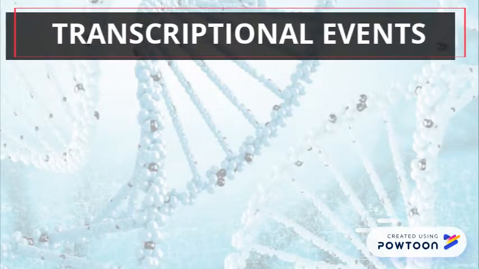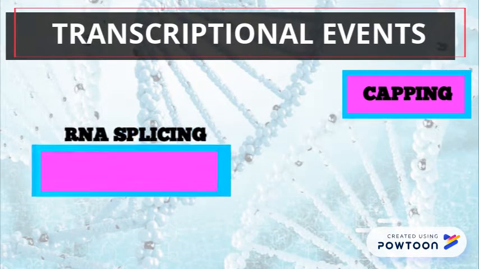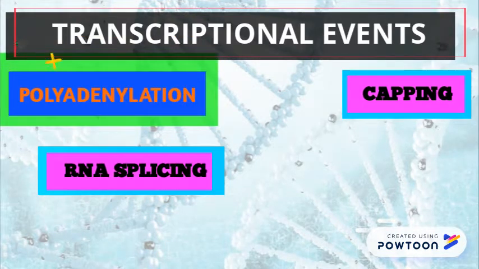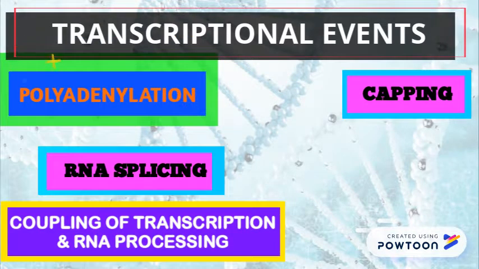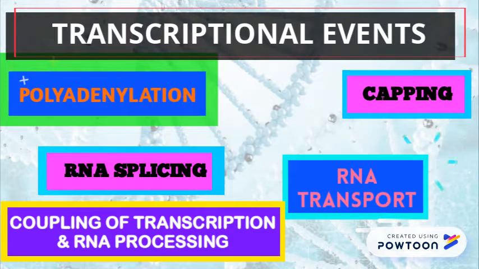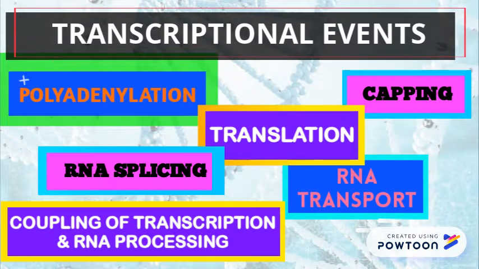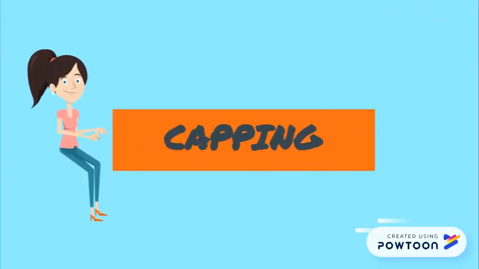The post-transcriptional events are capping, RNA splicing, polyadenylation, coupling of transcription and RNA processing within the nucleus, RNA transport, and finally, translation. The first post-transcriptional event is capping.